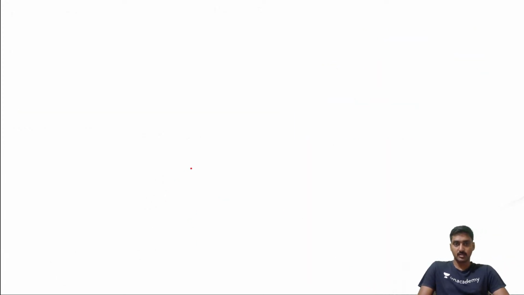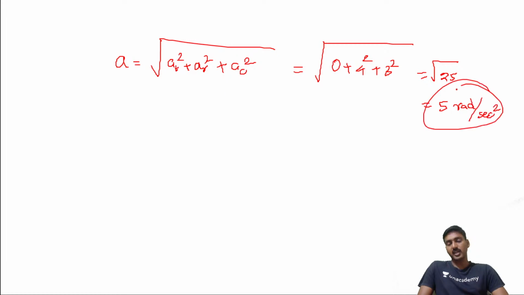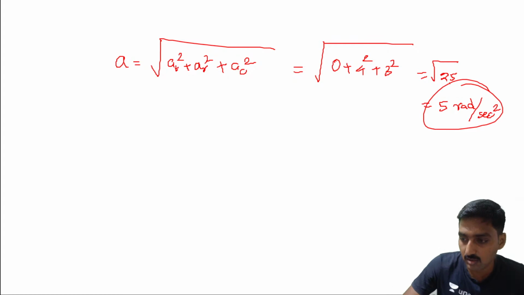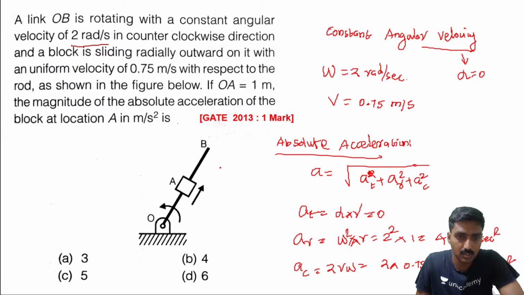Now absolute acceleration is equal to root of AT square plus AR square plus AC square. It's equal to root of 0 plus 4 square plus 3 square. It's root of 25, which is equal to 5 meter per second square. 5 is the total or absolute acceleration. Option C is the right solution for this question.